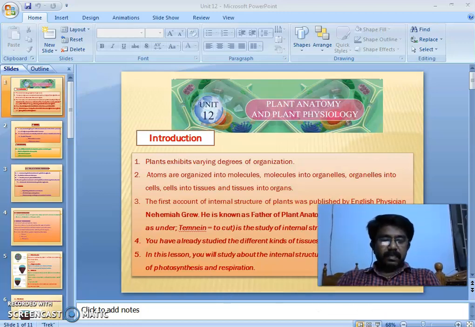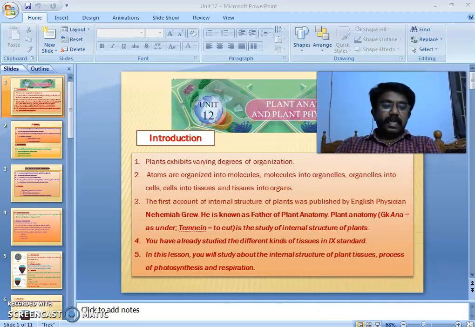Plant anatomy: the Greek word ana means asunder, temnein, to cut. This is the meaning. This is a Greek word. This is the study of internal structures of plants. You have already studied the different kinds of tissue in 11th standard, right? In this lesson, you will study the internal structures of plant tissue, the process of photosynthesis and respiration, right?